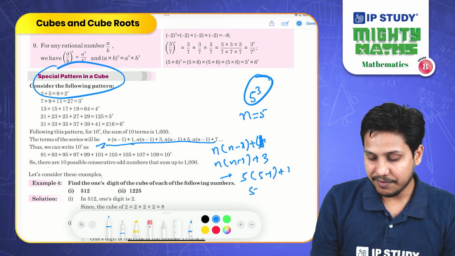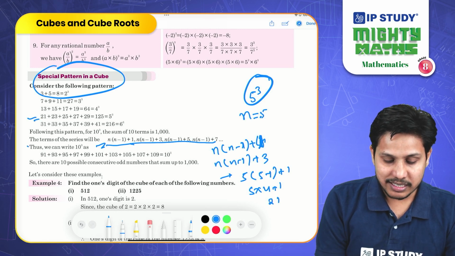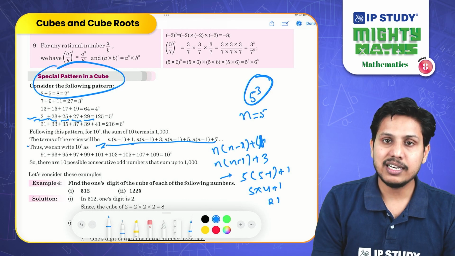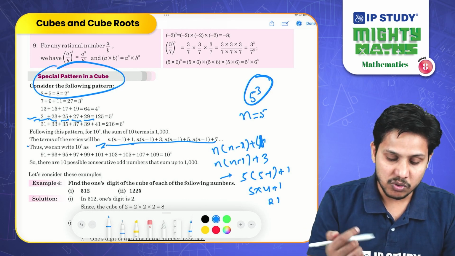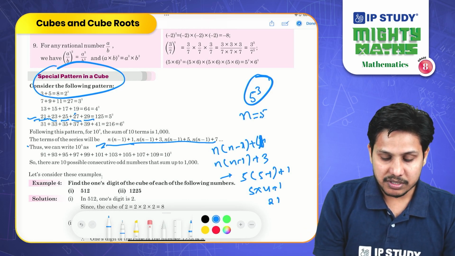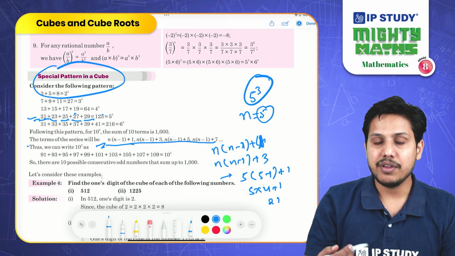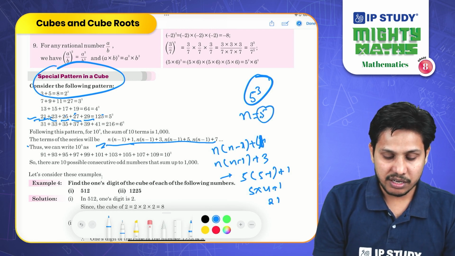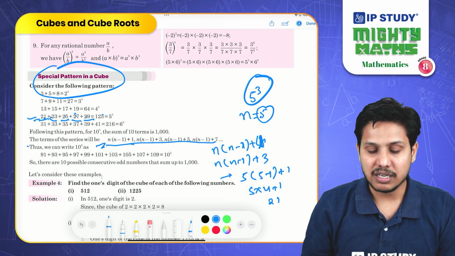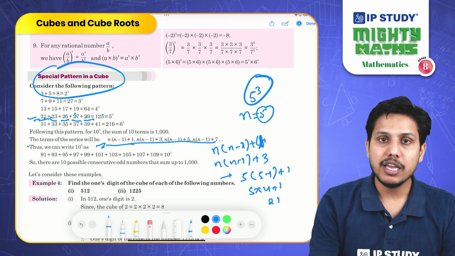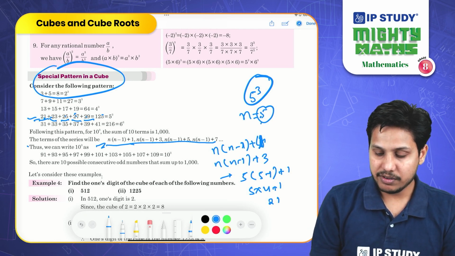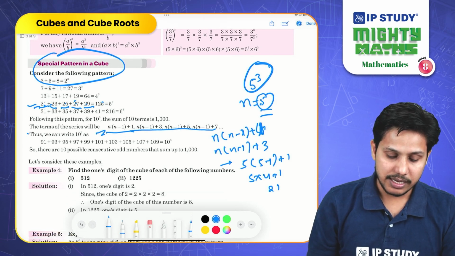So it will be 5 times 4 plus 1, which is 21. So here we can see 21, then you'll see 23, 25, 27, 29. It means it will be increased by 2, and the number of terms that we are taking is equal to the number n that we have taken. So here 1, 2, 3, 4, 5 numbers are taken, and the sum will be the cube of the number that we have considered, that is 5.